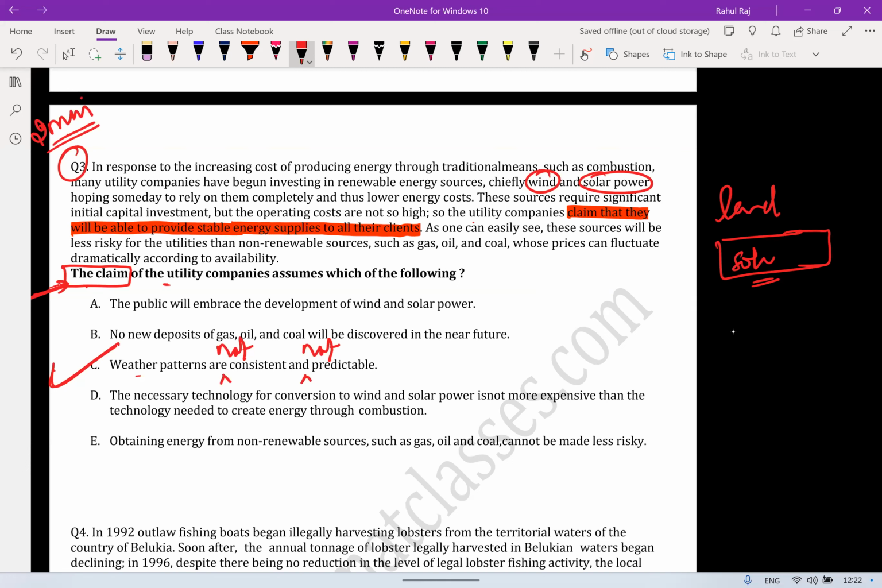So my claim says that the utility company claims that they'll be able to provide a stable source of energy to all their clients. And what source of energy are they talking about here? They are talking about wind and solar power. Now, to provide a stable source of energy to all their clients, weather patterns must be consistent and predictable.